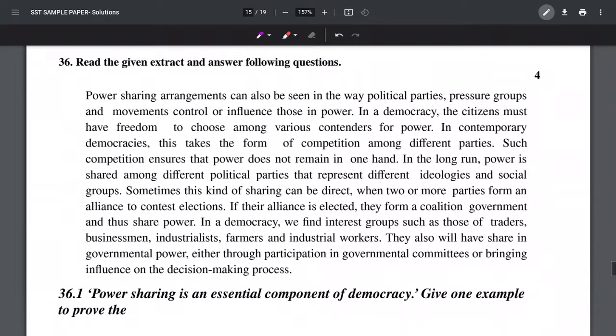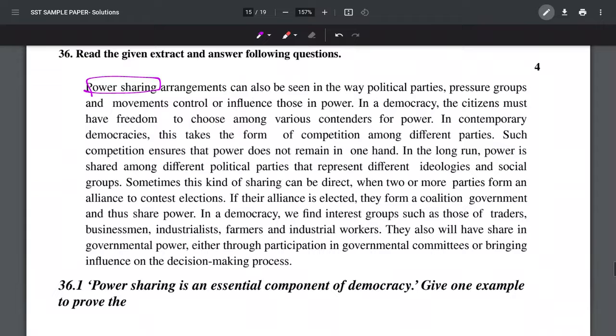In a democracy, we find interest groups such as those of traders, businessmen, industrialists, farmers, and industrial workers. They also will have a share in governmental power, either through participation in governmental committees or by influencing the decision making process. So what we're talking about here is that this paragraph is wholly about power sharing, how power sharing works in a democracy, and if two parties are together in an alliance, how will it work, isn't it? That is what we're talking about.